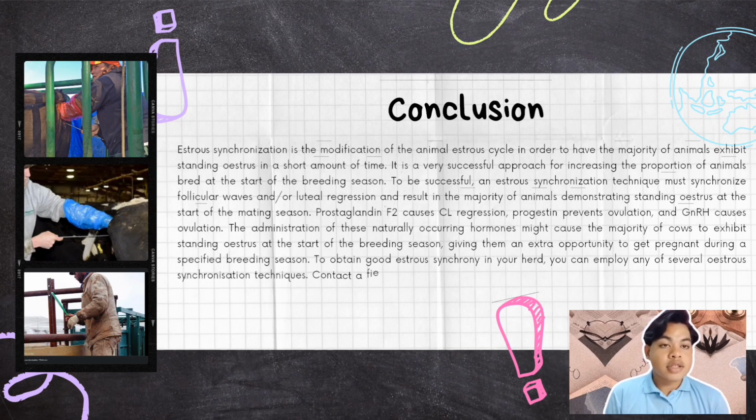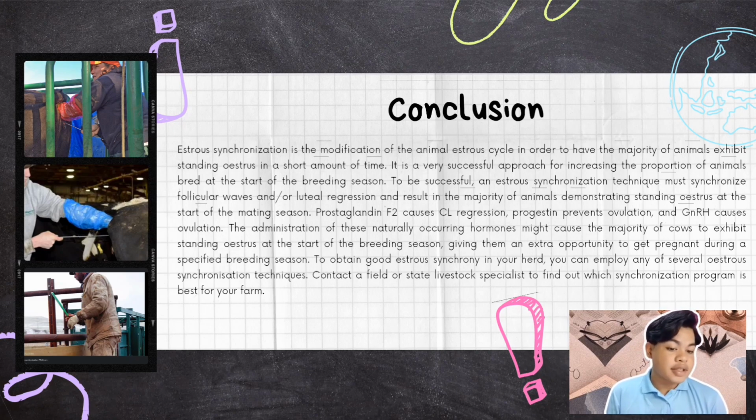Prostaglandin F2 alpha causes CL regression, progestin prevents ovulation, and GnRH causes ovulation. The administration of naturally occurring hormones might cause the majority of cows to exhibit standing estrus at the start of the breeding season, giving them an extra opportunity to get pregnant during the specific breeding season.